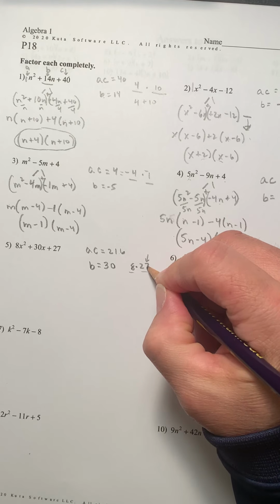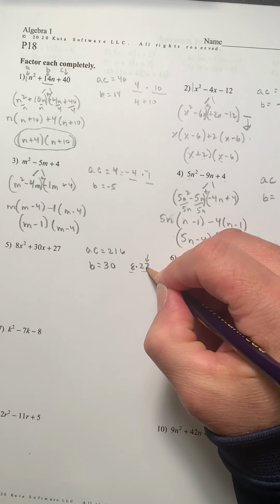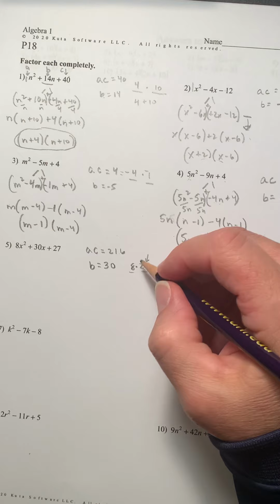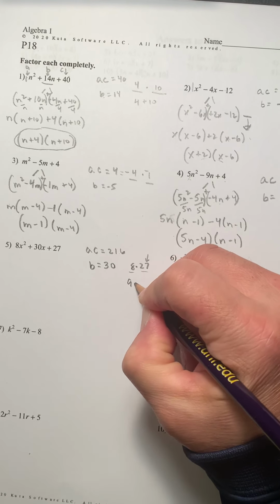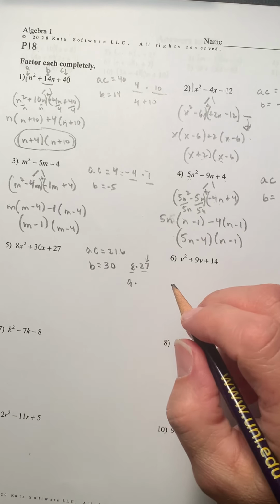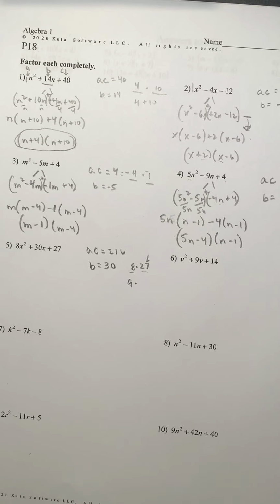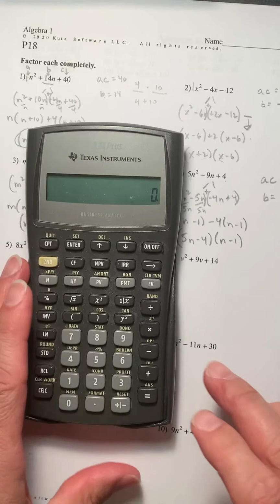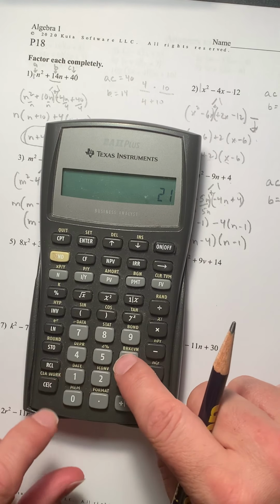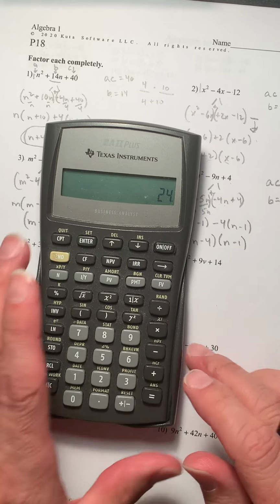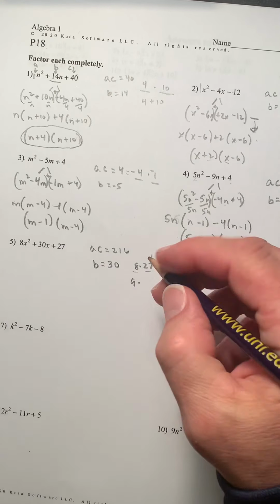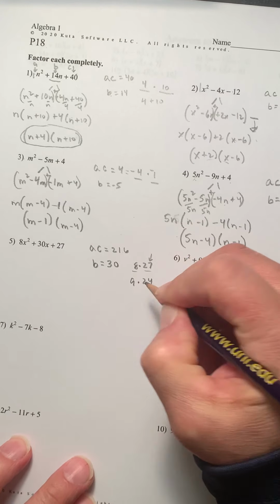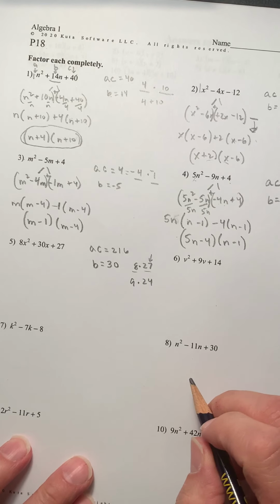So I look at this one and I find a number that goes into 27. Okay? Well, for example, 9. So I'm going to try 9. Well, 9 times what is equal to 216? If I don't know, then I go to my calculator and type in 216 divided by 9. And so it's going to be 9 times 24. Do those two make a 30? The answer is no, they don't.